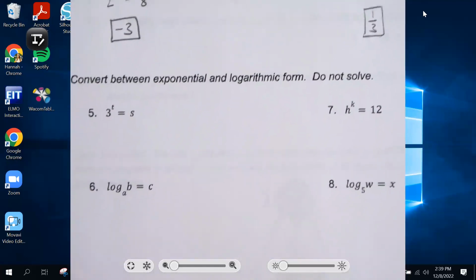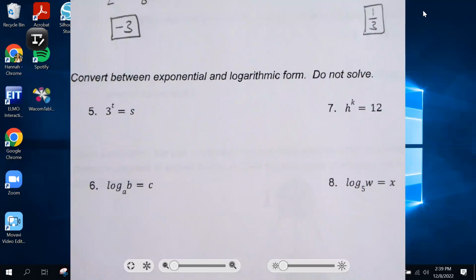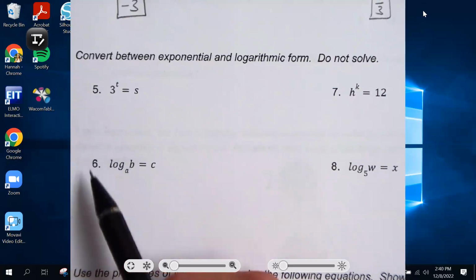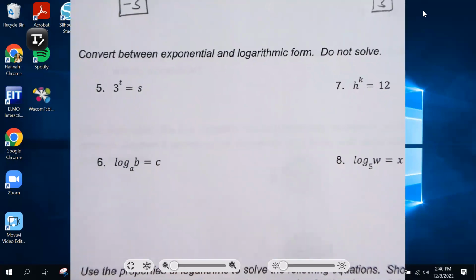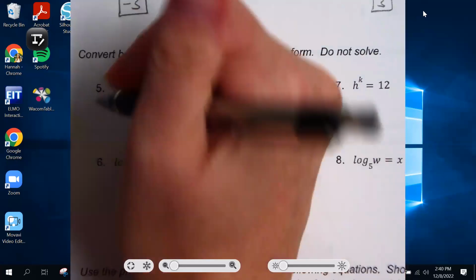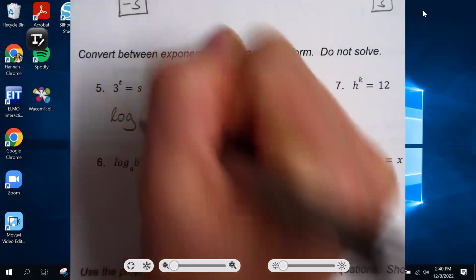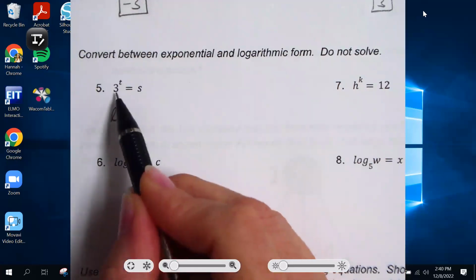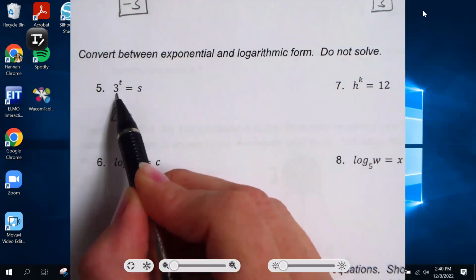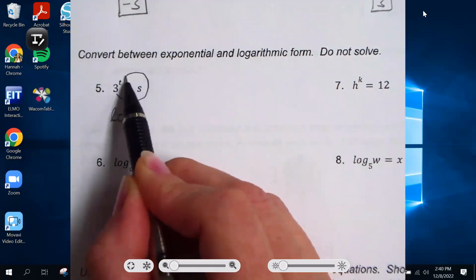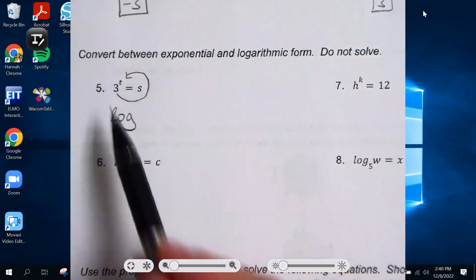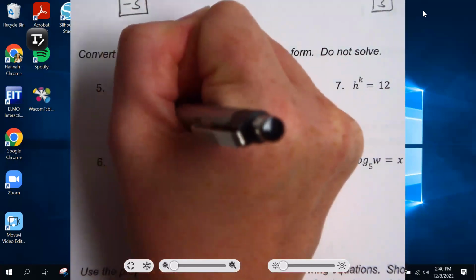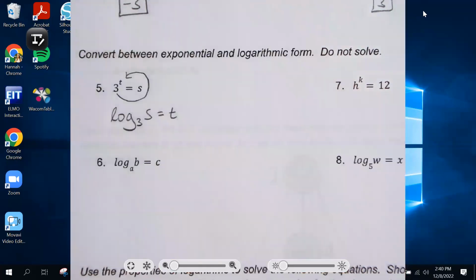Numbers 5 through 8, you are converting between exponential and log form. You don't have to solve anything. Number 5, this is in exponential form, which means we're putting it into log form. So the first thing you should write is log. Then you can use the loop trick if you need to. Start at the base, which is 3, draw a counterclockwise loop around to the exponent. And that's the order that you'll write these in the logarithm. So log base 3 of s equals t.